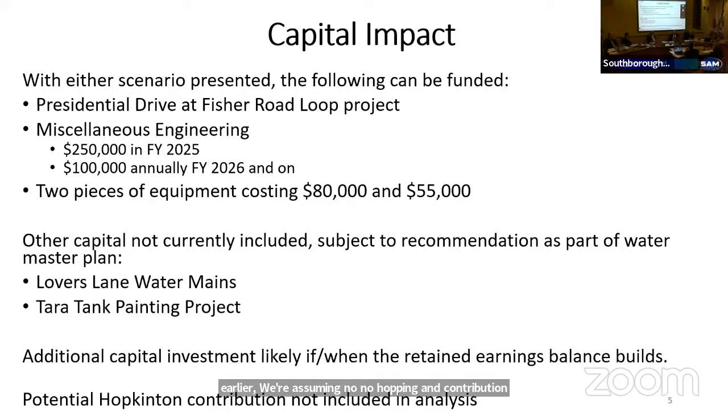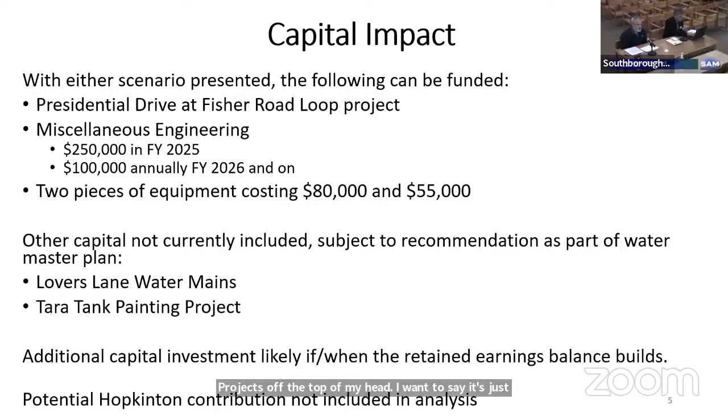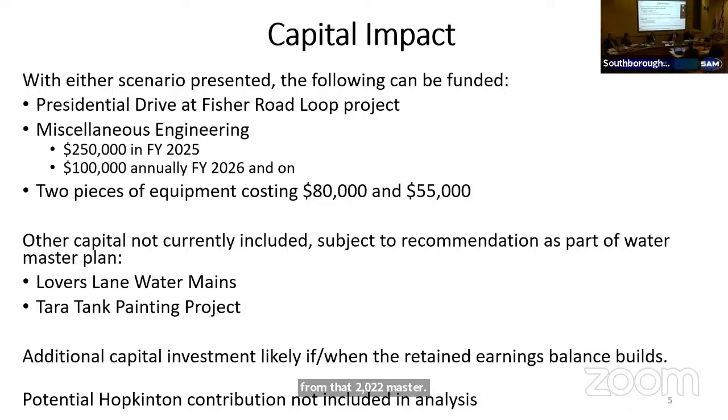Roughly, what's the cost of the Lovers Lane and Tara Tank repainting projects? Off the top of my head, I want to say it's just over $1 million, because we had talked about the contribution from Hopkinton not quite covering it. And that's a number that Ms. Galligan had given us to work with. That's why we did what we did. Now, bear in mind, that number is a few years old. It's from that 2022 master plan. How about the tank painting? That's going to be about $2 million. Wow. Does that $1 million include a repaving of the road after you put in the new water main?